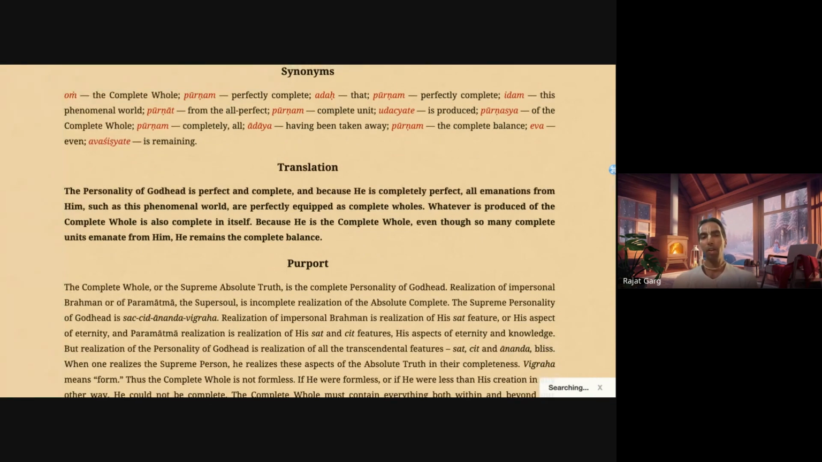The personality of Godhead is perfect and complete, and because he is completely perfect, all emanations from him, such as this phenomenal world, are perfectly equipped as complete wholes. Whatever is produced of the complete whole is also complete in itself. Because he is the complete whole, even though so many complete units emanate from him, he remains the complete balance.